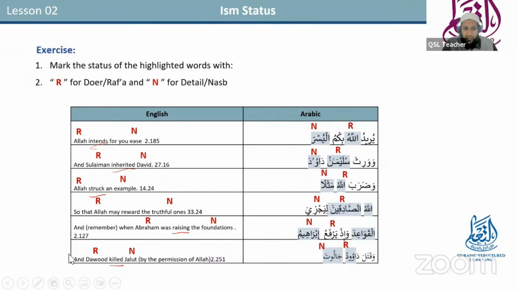Whereas in English, it's just about sequential order. Whoever comes first did the action, and whoever comes last was done unto. But in Arabic, it's all about the ending sounds, and we can cover more of that in the next lesson.